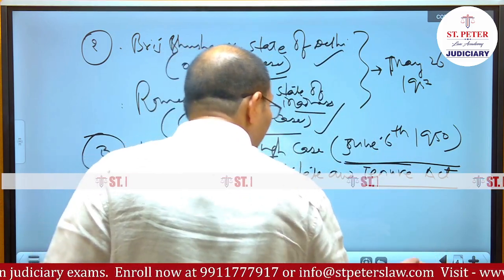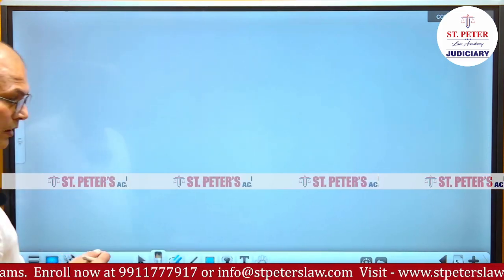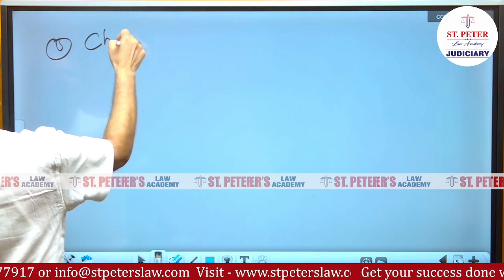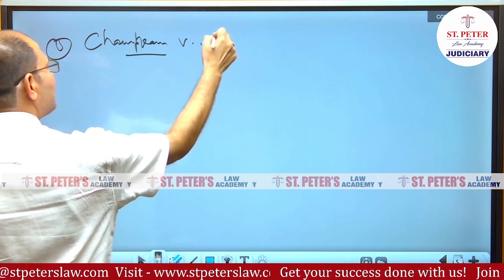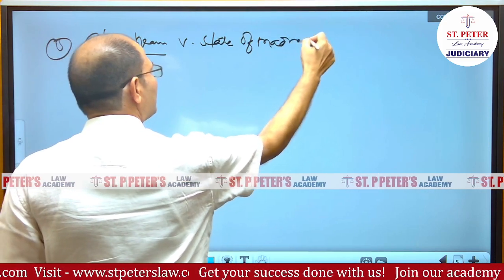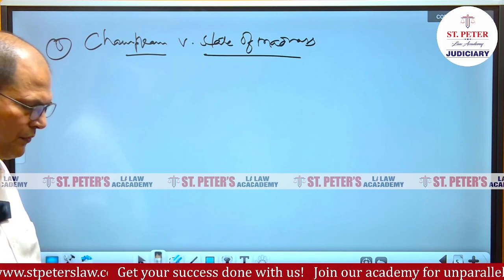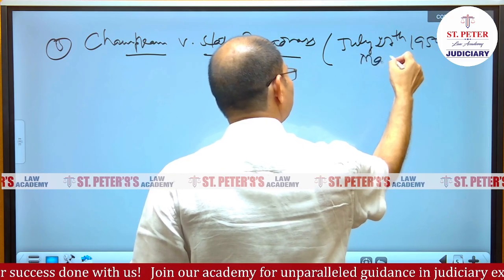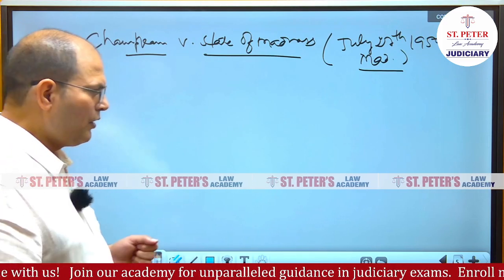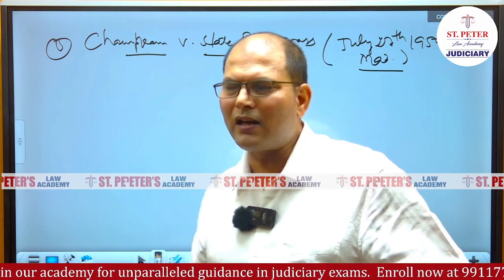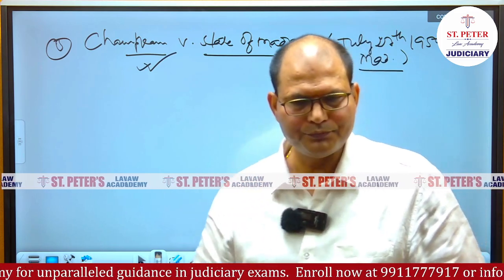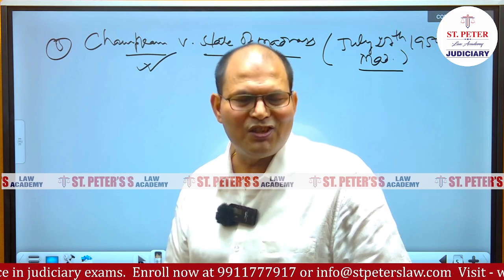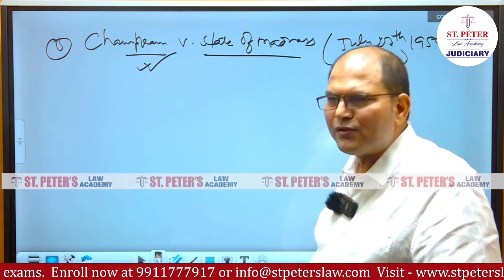Furthermore, another development also happened on 27th of July 1950 in Champakam Dorairajan case, Champakam versus State of Madras. In this case, the judgment of the Madras High Court was pronounced on July 27th, 1950. Champakam Dorairajan, because of the reservation policy of the state of Madras, was denied admission into a medical college. There was a communal government order prevailing in the state of Madras whereby seats in medical and engineering colleges were reserved for the deprived sections of society.